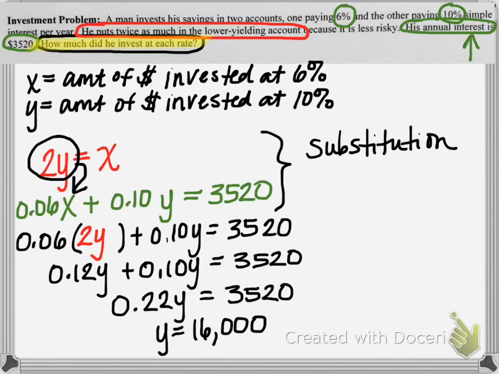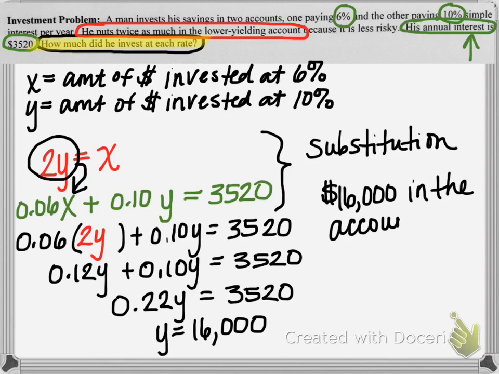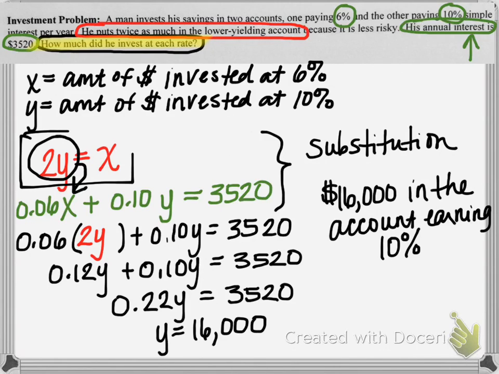So looking at my variable key, y was the amount of money invested at 10%. So my final answer is that we want to invest $16,000 in the account earning 10%. And then going back to that sentence that I've circled in red, which corresponds to my first equation here, we know that we want to take 2 times the y value to get the x value. So if y is 16,000, then that means that we want to invest 32,000 in the account that is earning 6%.